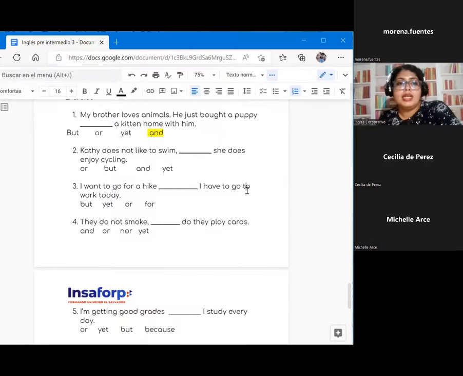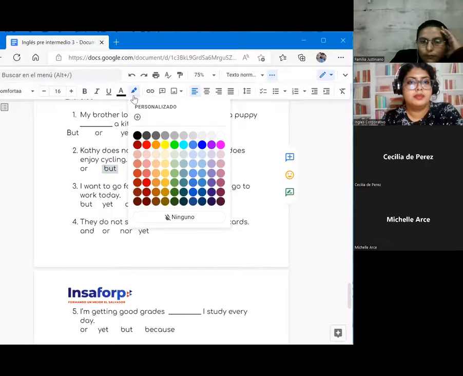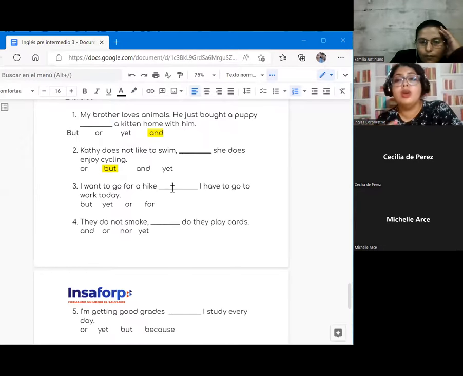Number two. Katie doesn't like to swim. She does enjoy cycling. What is the answer? But. Good. A ella no le gusta nadar, pero le gusta el ciclismo.